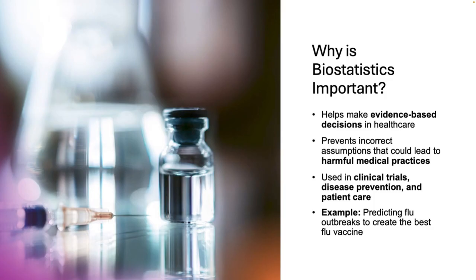Now think about the flu vaccine as an example. Each year, scientists have to decide which version of the flu virus is most likely to spread. They don't just guess. They analyze data from previous years, look at patterns, and use statistical models to predict which flu strain will be the biggest problem. That's biostatistics in action. It really does help protect millions of people from getting sick.